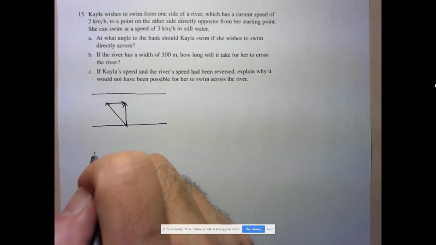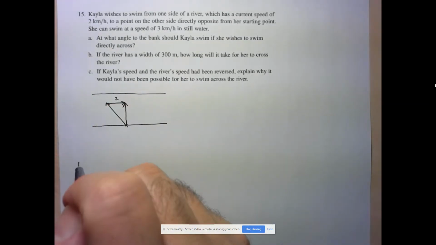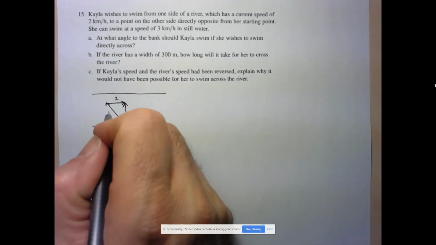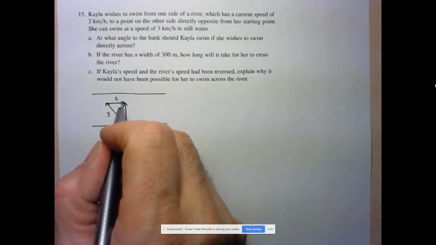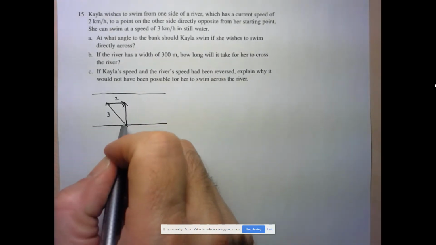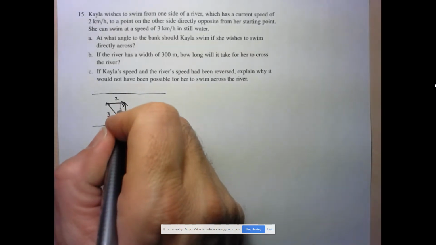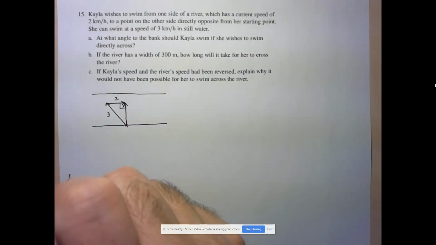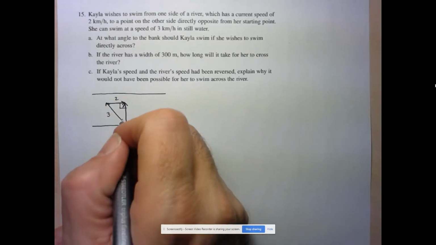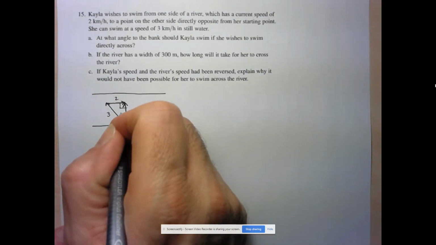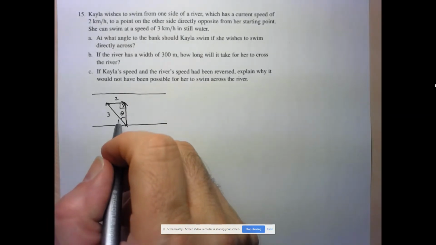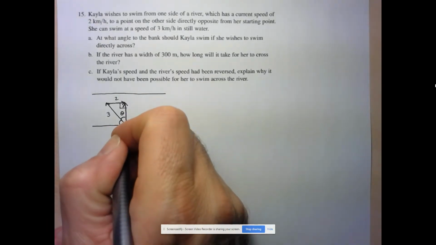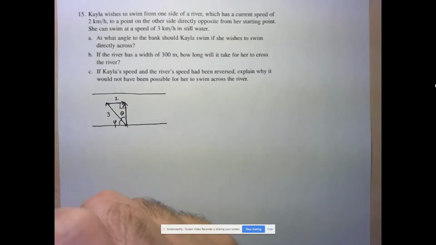So let's put in the information that we have. The current is 2 kilometers per hour. She can swim at 3 kilometers per hour. Because the current is perpendicular to where she's actually going to be moving, we have a right angle triangle, so this is actually going to be pretty nice. I'm going to determine this angle, theta, although this is not the angle that we're actually looking for since we want the angle to the bank. So we're actually looking for this angle that I'll call phi.